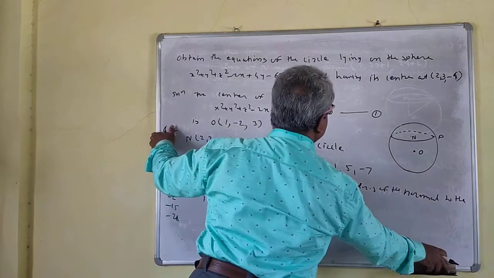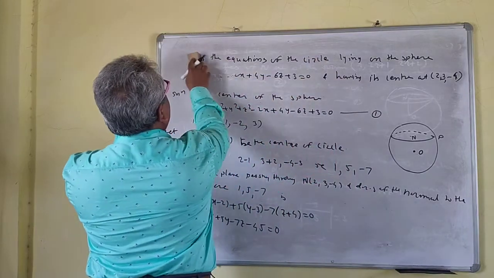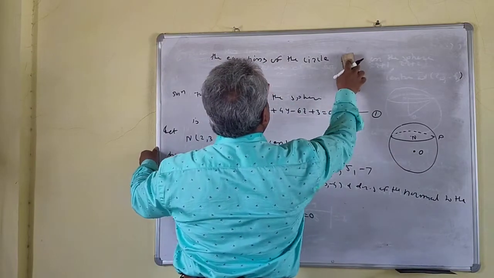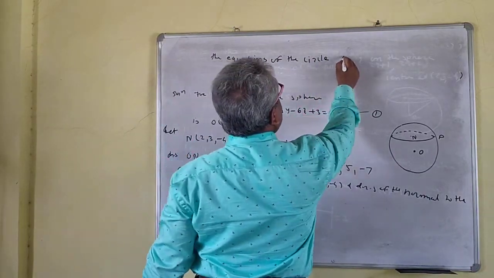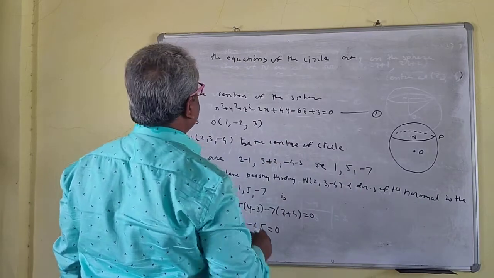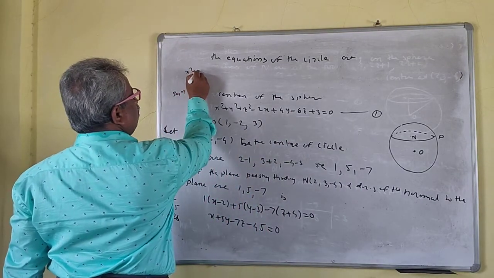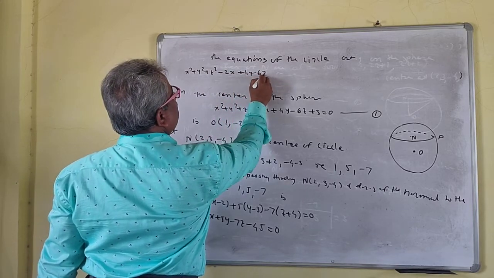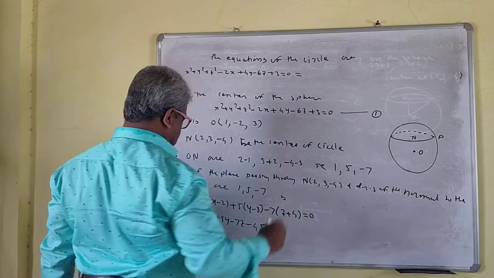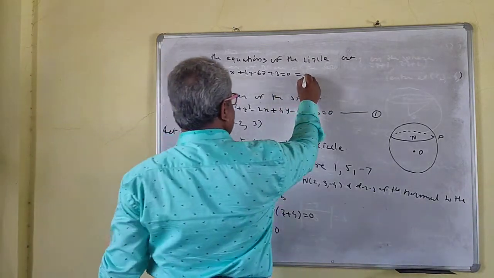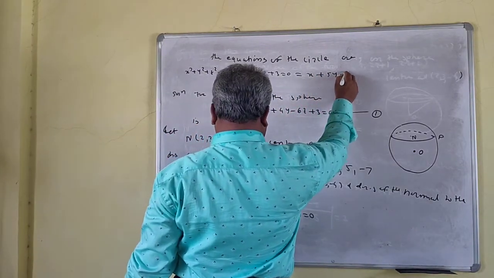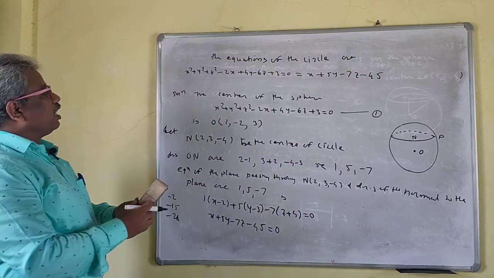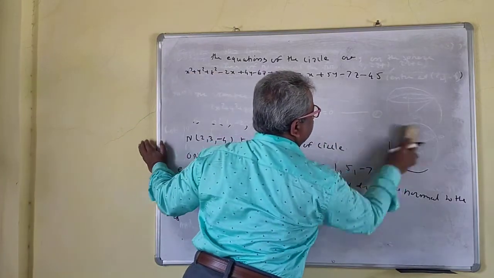So therefore the equations of the circle are: just write this pair, x square plus y square plus z square minus 2x plus 4y minus 6z plus 3 is equal to 0, and the plane x plus 5y minus 7z minus 45 equal to 0. This is the equations of the required circle.